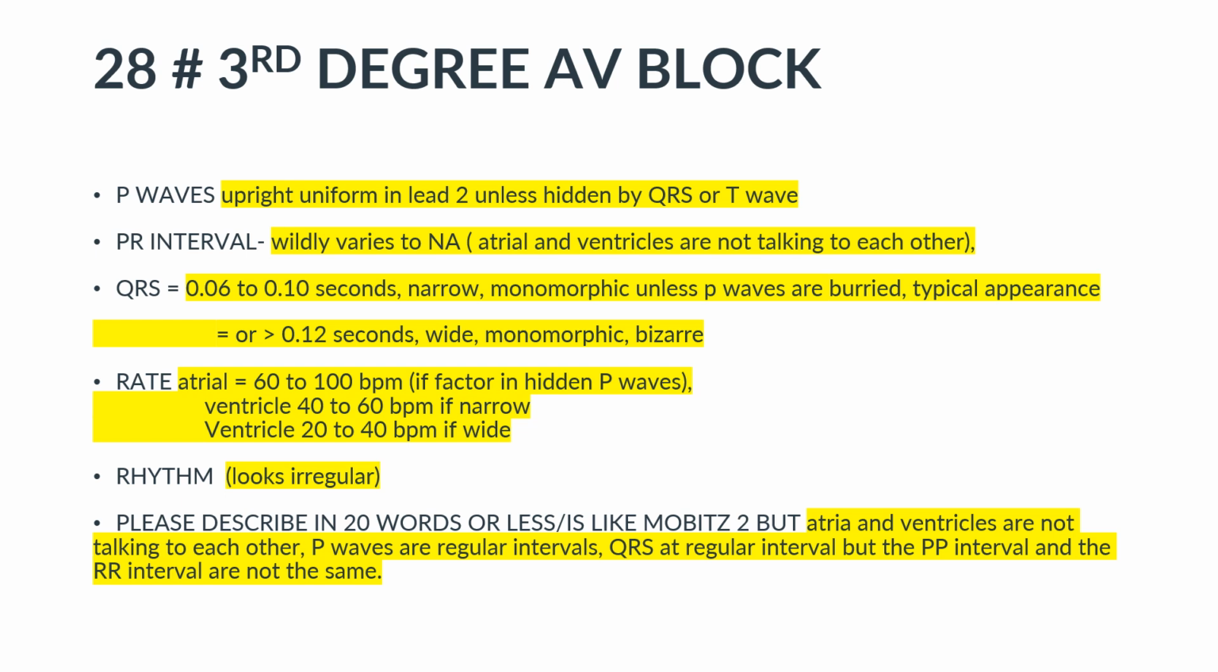So this is going to look like Mobitz 2, but the atria and ventricles are not talking to each other, right? The P waves are coming at regular intervals unless they're buried in the QRS, and the QRSs are coming out at regular intervals, but they're not the same. With Mobitz type 2, the QRSs are not coming at regular intervals because you're dropping QRSs. The other thing is in Mobitz 2, you never ever bury a P wave in a QRS. You will always have more P waves than QRSs. All right, so that's what you got going on there.